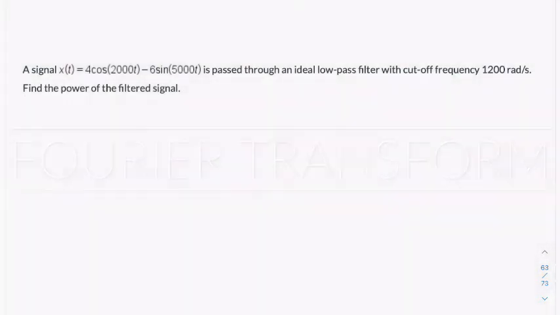In this question, our signal x of t consists of two sinusoids, a cosine and a sine with two different frequencies. Then we pass that signal through an ideal low-pass filter with a cutoff frequency of 1,200 radians per second. The question is to find the power of the filtered signal. So after filtering, how much remains and what's the power?